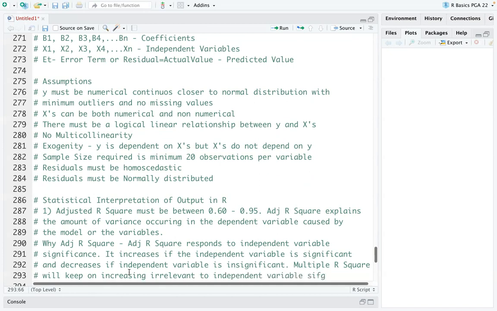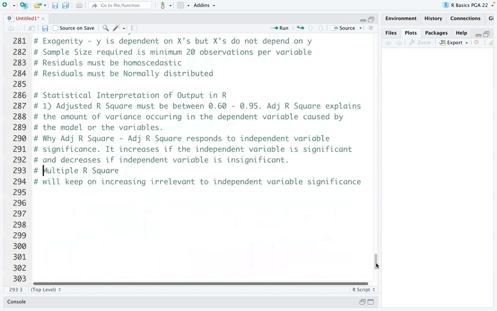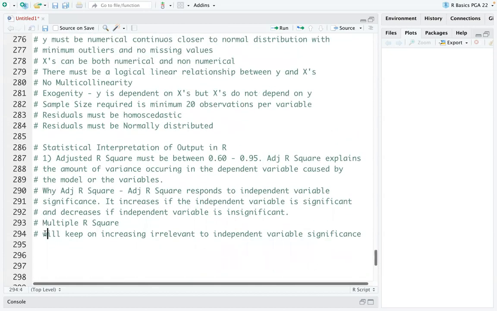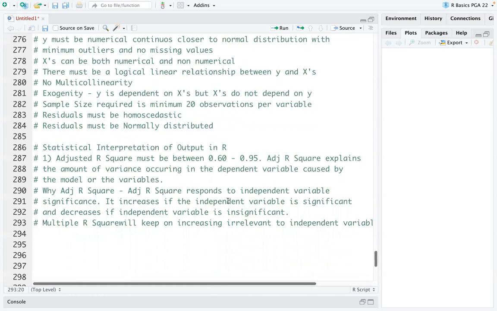significance. So if you look at multiple R square, it keeps on increasing. It keeps on increasing even though the variables are found to be insignificant. So it is irrelevant to the independent variable significance. So it does not decrease if the independent variables are significant or not. So that is the reason why we use adjusted R square. Why we use adjusted R square?